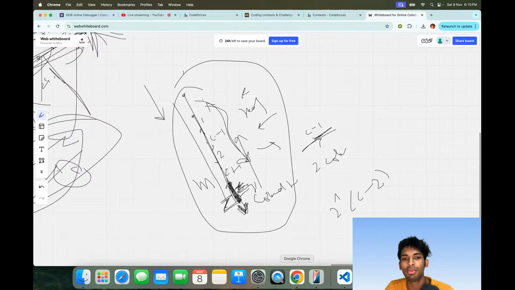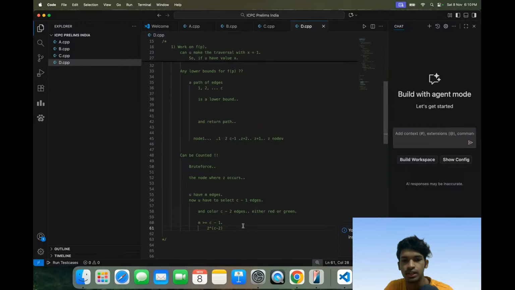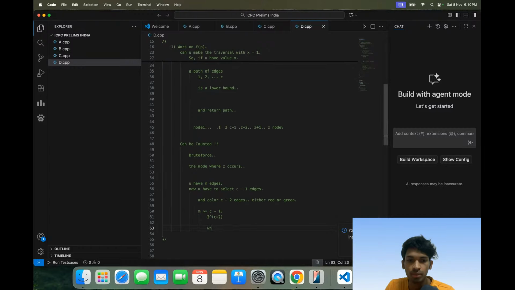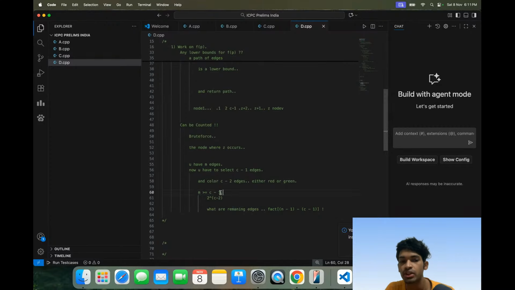So we solve the problem. The solution won't be difficult. The solution will be easy. So 2^(C-2) is the number of ways you fix the Z and then you can come back. What are the remaining edges? They are n minus 1 total edges minus C minus 1, because you are painting C minus 1 edges in this process, right? And they can be of any order. They can be of any ordering, it doesn't matter. So the answer is 2^(C-2) times (n-1-(C-1))!. So this is the answer whenever M is greater than or equal to C minus 1.